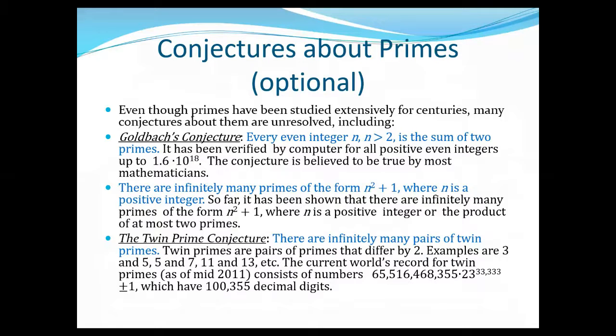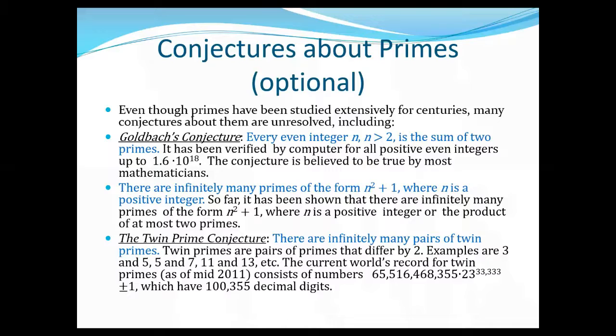So for example, n is 1. 1 squared plus 1 is 2. It's a prime number. 2 squared plus 1 is 5. It's a prime number. Okay, 3 squared plus 1, it's not a prime, so it's not part of this. How about 5 squared? No, it's 26. But there are lots of prime numbers that follow this equation, n squared plus 1, but not all. Okay, there are lots.